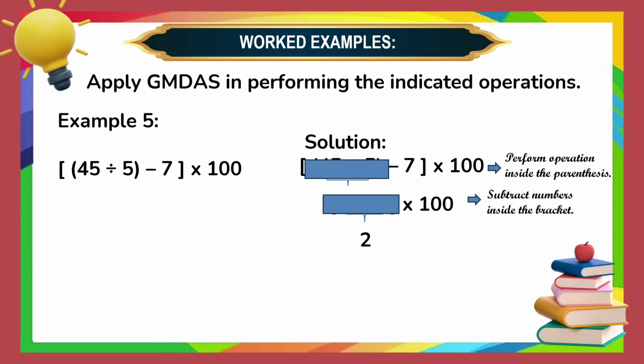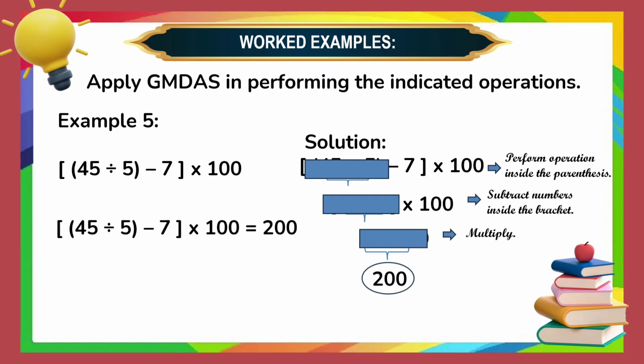And then bring down times 100. So 2 times 100 is 200. So the final answer is 200, meaning open bracket, open parenthesis, 45 divided by 5, close parenthesis, minus 7, close bracket, times 100. The answer is 200.